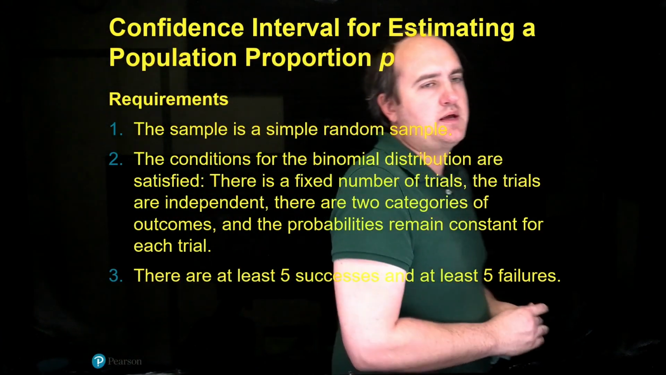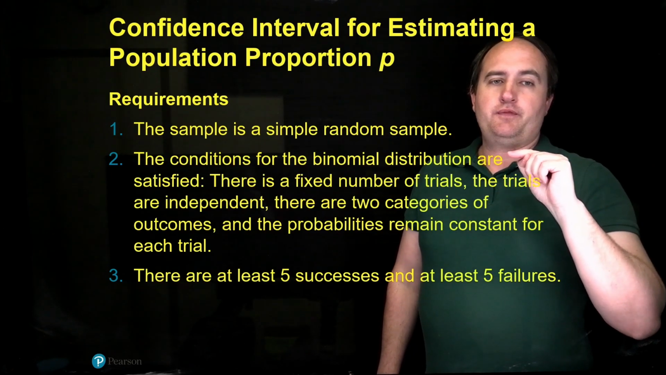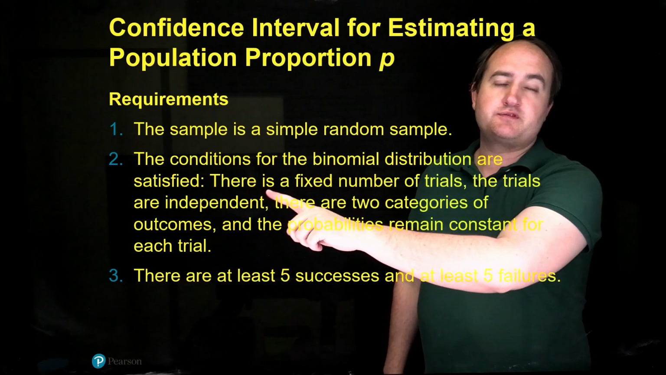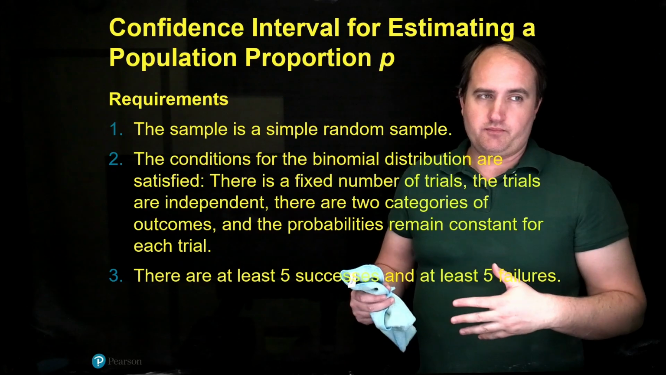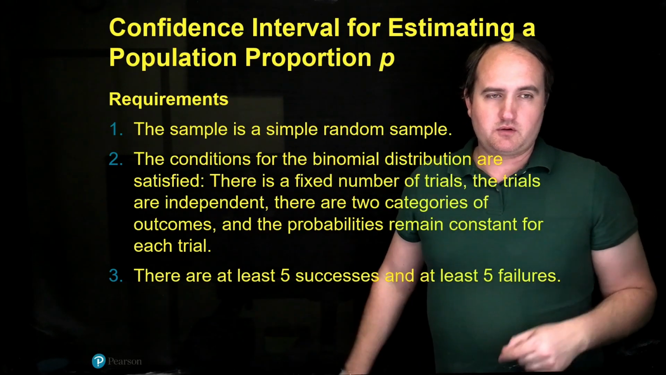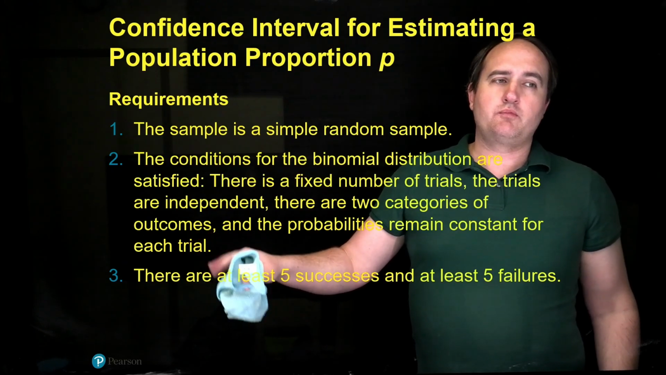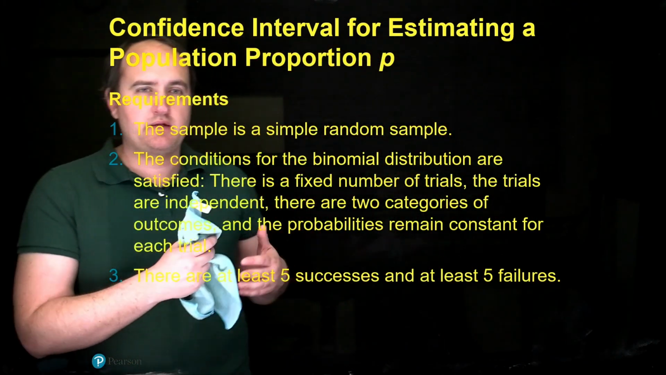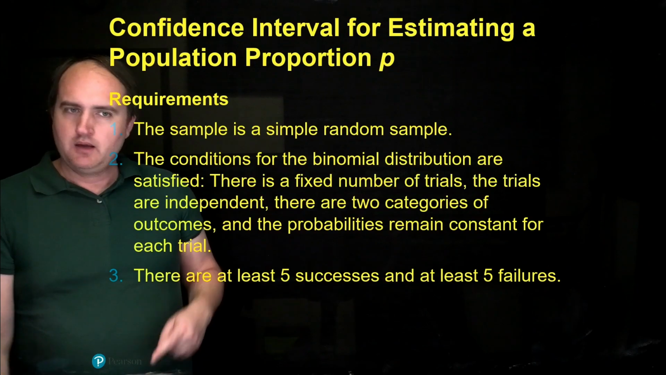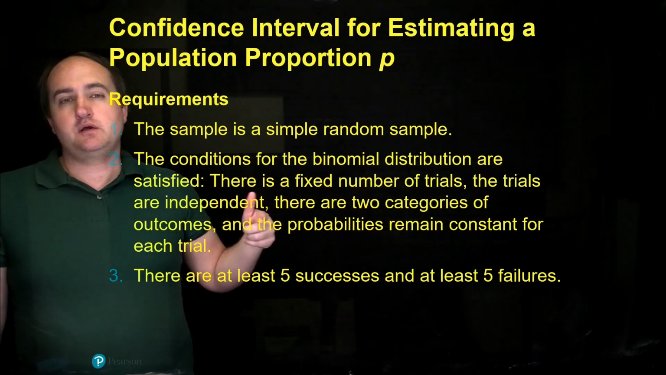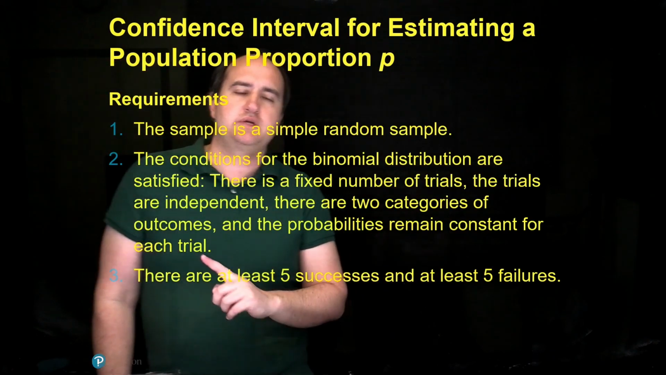Okay. In order to construct a confidence interval for population proportion p, your sample has to be a simple random sample. The conditions for the binomial distribution have to be satisfied. So there have to be a fixed number of trials n. The trials have to be independent, which means that for each trial, the chances of one can't affect the chances of another one. And then there are two categories of outcomes. We call one category success and the other category failure. The probability of a success is p, and the probability of a failure is q equals 1 minus p. This is all stuff from 5.2, so feel free to rewatch my video or review your notes from 5.2 if you need to. And the probabilities have to remain constant for each trial, just like in 5.2.